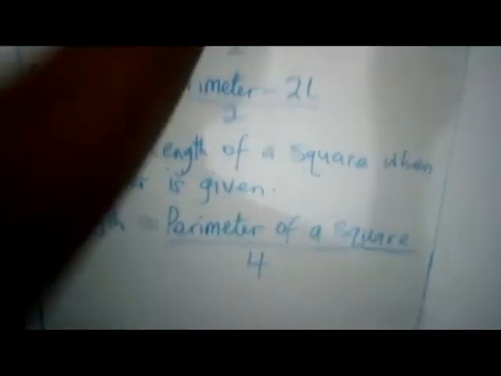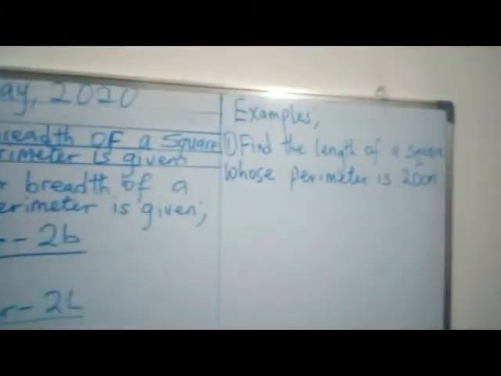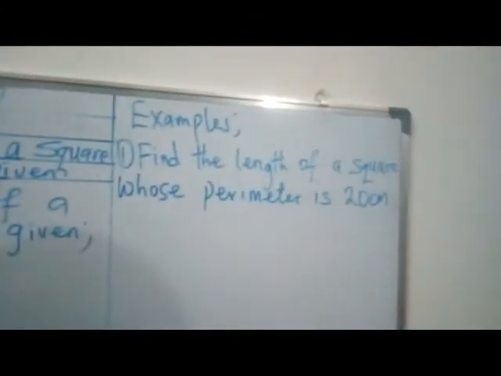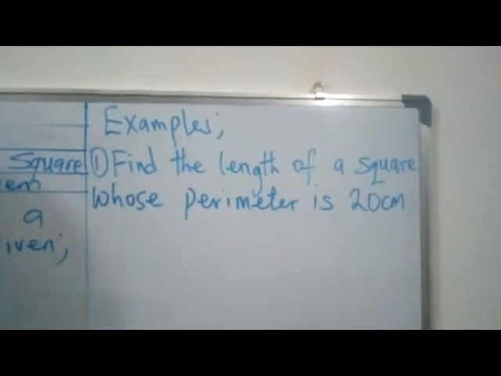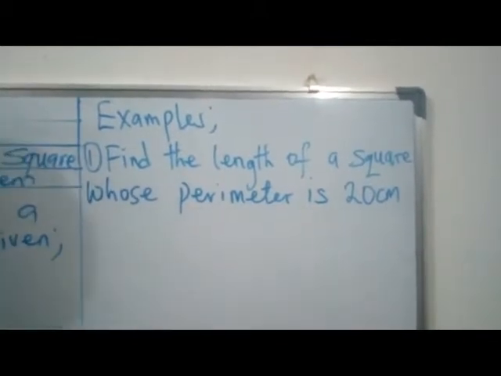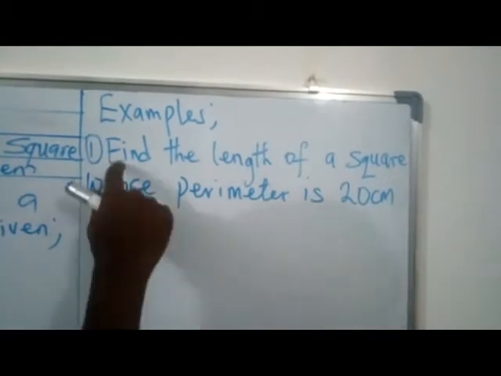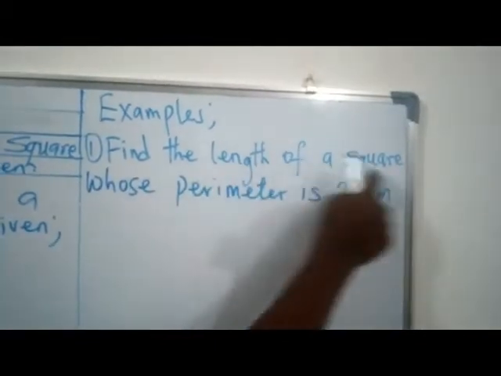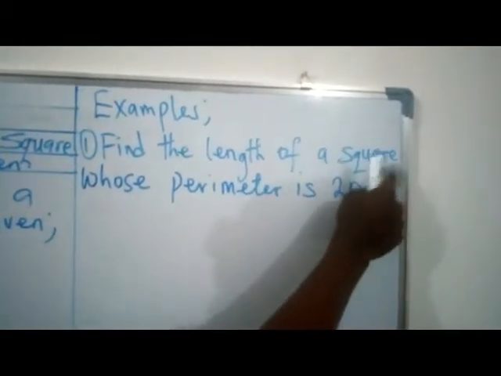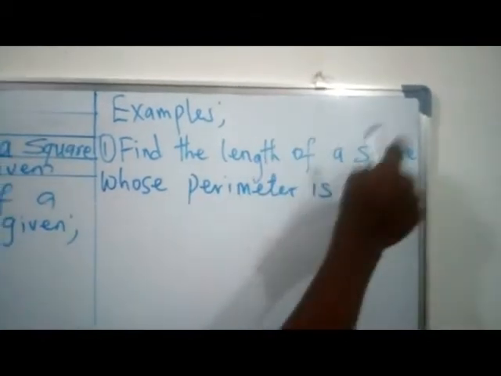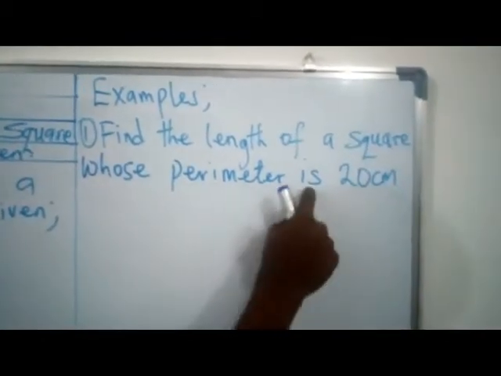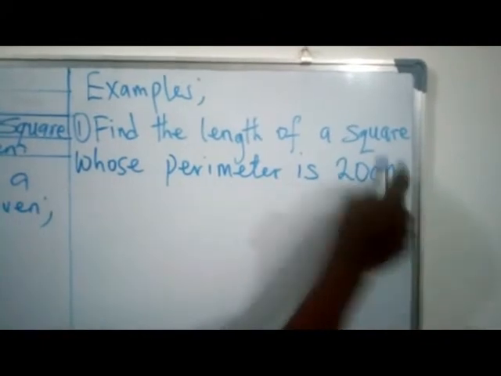Now we'll run through some examples here that will make us to understand how to solve a length or a breadth of a rectangle or a square when the perimeter is given. Now the first example here says, find the length of a square. Remember, this is a square. Find the length of a square whose perimeter is 20 centimeters.